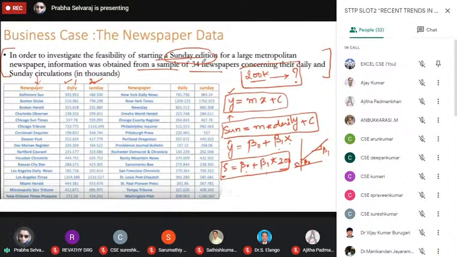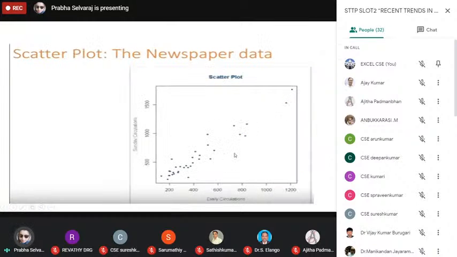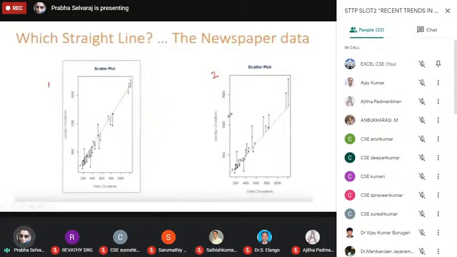So I will check whether at least 200,000 papers will be sold. Is that possible? That is my x value. So x is my 200. I have to predict beta 1 and beta 0 based on that. Now I will plot all the points on the scatter plot. Next, I need to fit the line, and while fitting, I have to check.